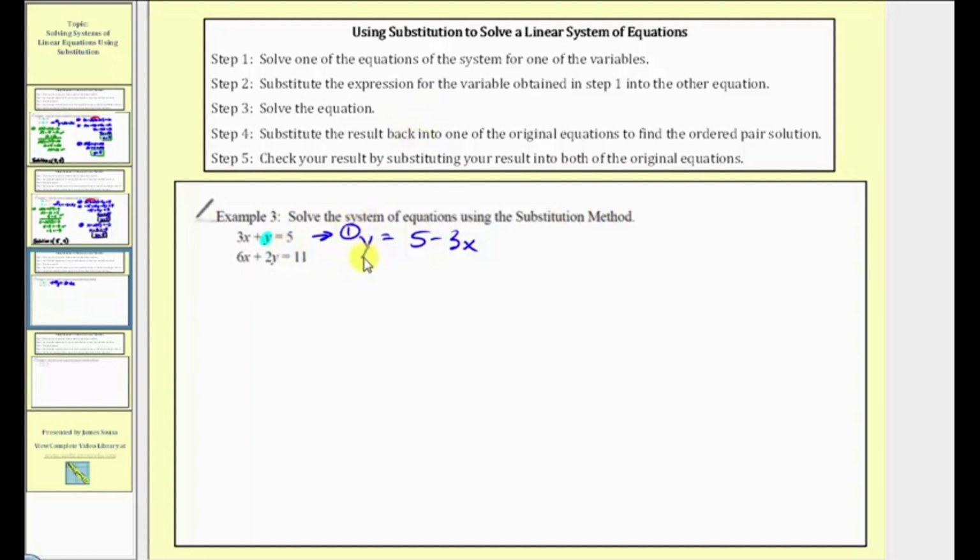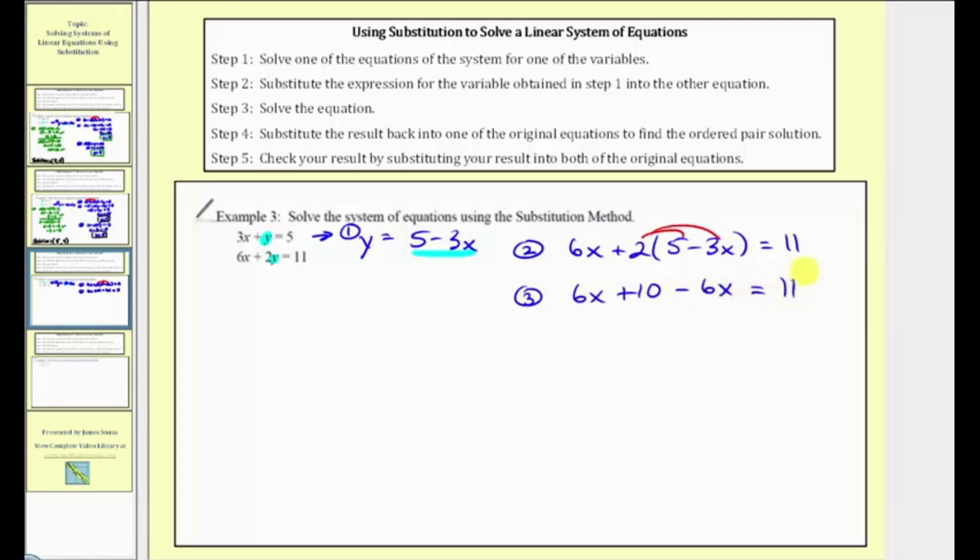Step 2, because we solved this equation for y, we want to substitute 5 minus 3x for y in the second equation. So step 2, we would have 6x plus 2 times, for y we're substituting 5 minus 3x, which is equal to positive 11. Step 3, we solve this equation, so we'll distribute here. So we'll distribute positive 2. So step 3 would be 6x plus 10 minus 6x equals 11.